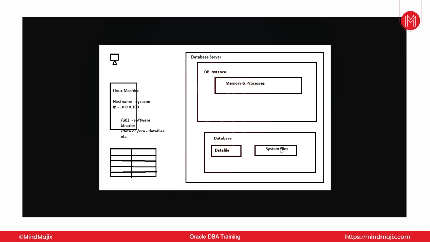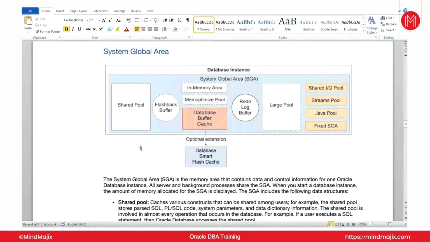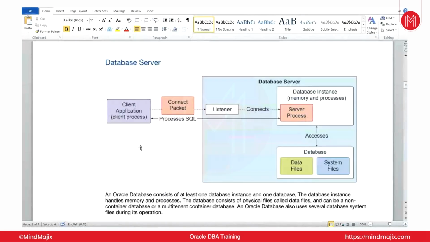While the system files, we have not yet discussed what those files are. We will be discussing them one by one, but these are the files which contain the metadata and other controlling data. Then we also talked about the database instance. A database instance is a group of memory, which is also called RAM, and processes. We had seen two types of processes: foreground processes, also called server processes, and background processes.